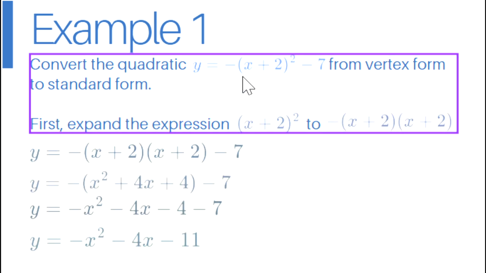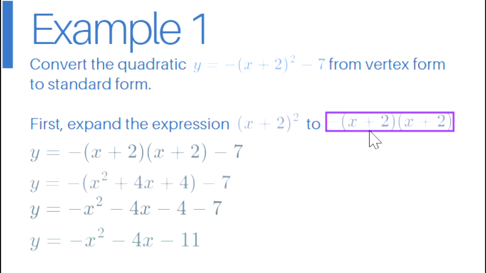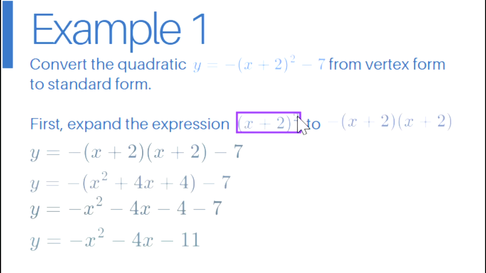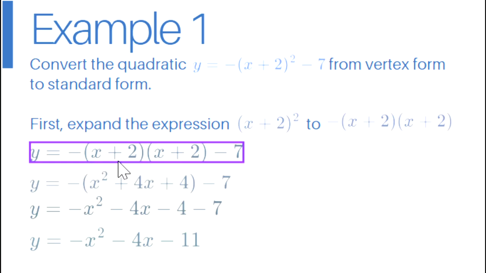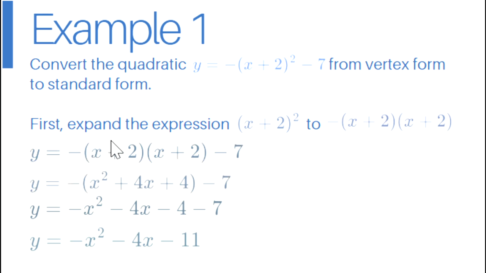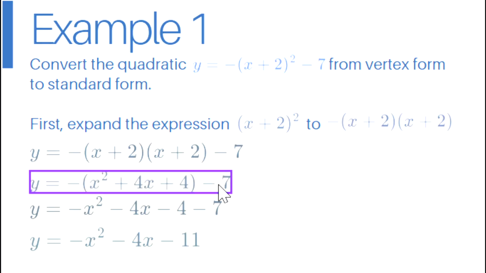First, expand the expression. The negative drops down, and this can be expanded as (x plus 2) times (x plus 2). That's just what that squared means. So we're taking this and writing it as this. The negative drops down, then we have (x plus 2) times (x plus 2), and the minus 7 drops down. Next, we're going to multiply this out. The negative drops down. We have x squared, 2x, 2x, which becomes 4x, and 4, and the minus 7 drops down.